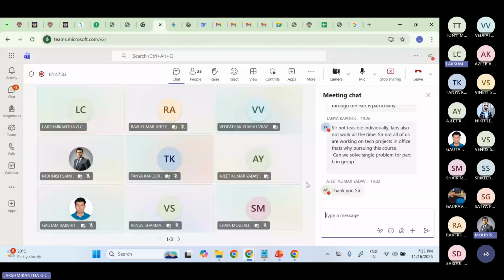How many are there in your group, Yuvraj? We are two, sir. Only two, right? Yes. So for Part A, you'll get one document, and for Part B, you are getting two documents. Correct? Right. We were thinking of doing Part B in a group, but as you suggested, it's not possible. So we'll need to see how we can do it.